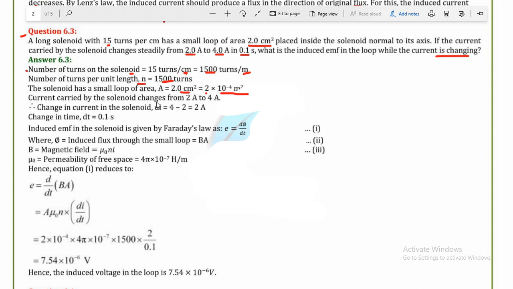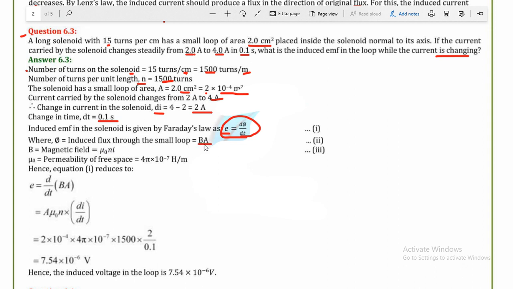Current carried by the solenoid changes from 2 ampere to 4 ampere. So the change in current in the solenoid, that is di, is equal to 2 ampere, and the time interval is 0.1 second. The induced EMF is given by Faraday's law, that is E is equal to d phi by dt. This is the Faraday law by which the induced EMF is given in a closed circuit. Now you can replace phi by B into A, where phi is the flux through the small loop.